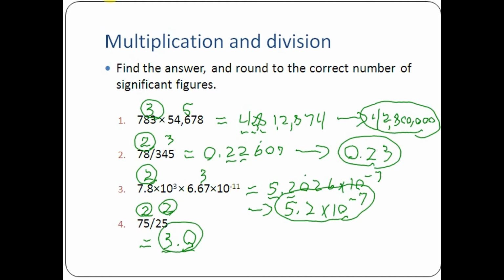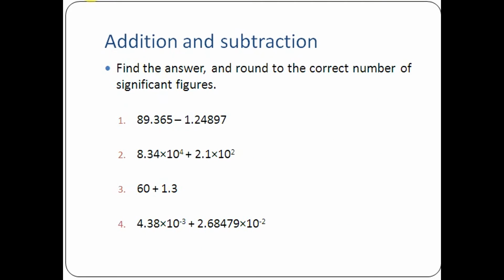So that's how you go about multiplying and dividing things that have significant figures to make sure you get the proper result. First thing, let's break out our calculators, find the unrounded answer. So we start off with 89.365 minus 1.24897. And when we do that, our result is going to be our unrounded answer. Our unrounded answer here is going to be 88.11603. So that's what we start off with.